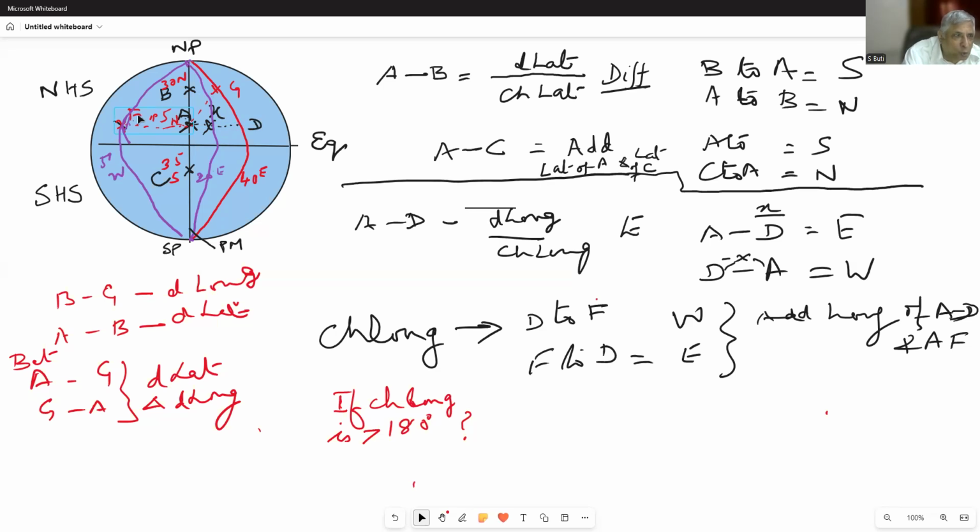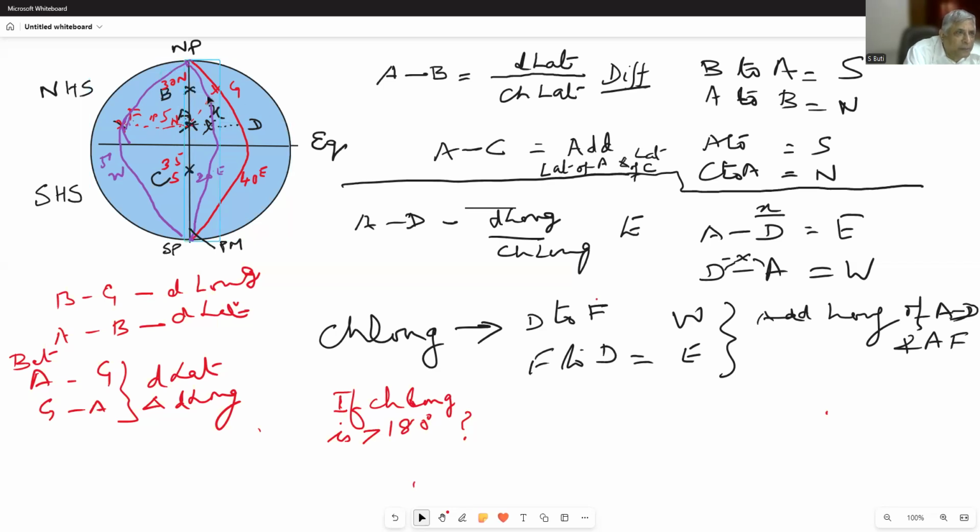This is how we find out the change of latitude and longitude. Change of latitude is between two places on the same meridian. There will be only change of latitude, no change of longitude. If two places are on the same parallel of latitude, then there will only be a change of longitude. There will be no change of latitude.